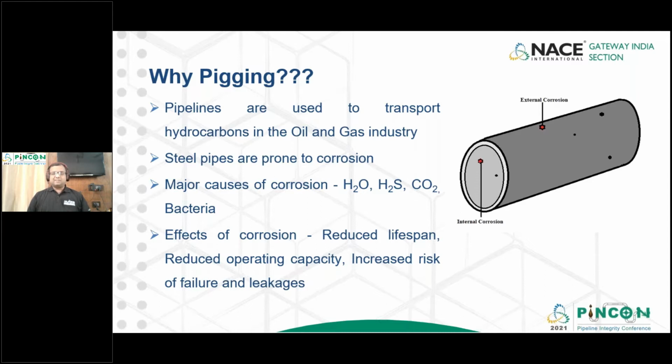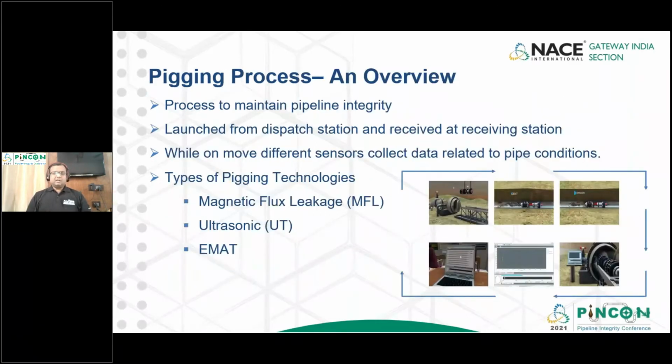It is thus important to maintain the pipeline integrity, and operators need to do the pigging operations from time to time. In the pigging process, a pig is launched from a launcher station. The pig travels throughout the stretch of the pipeline along with the flow of the liquid and is received at the receiving station. The pig is taken out at the receiver station and the data is downloaded and then analyzed.